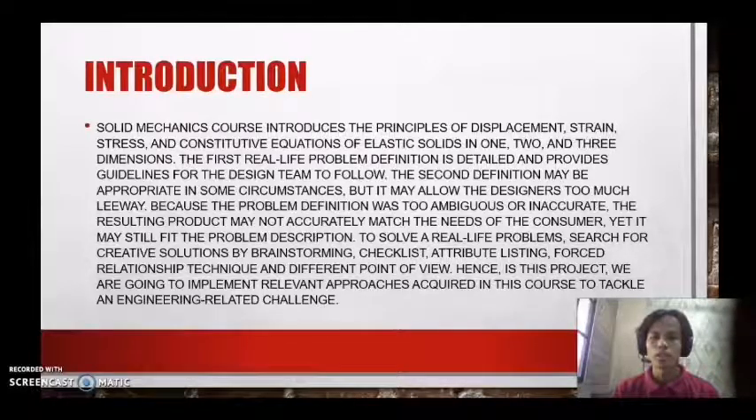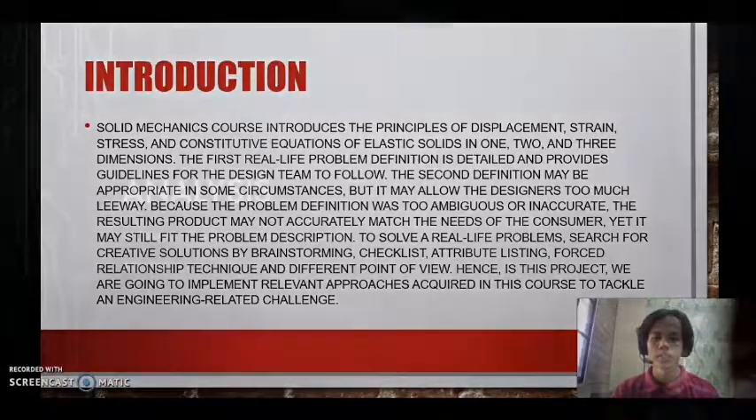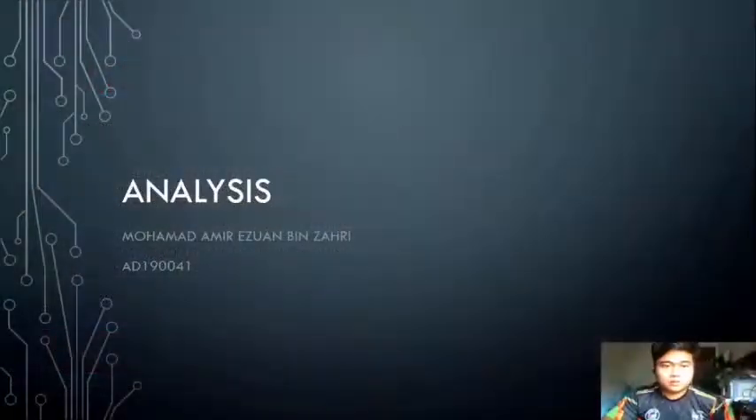To solve real-life problems, search for creative solutions by brainstorming, checklist, attribute listing, force relationship techniques, and different point of view. Hence, in this project, we are going to implement relevant approach required in this course to tackle an engineering-related challenge.